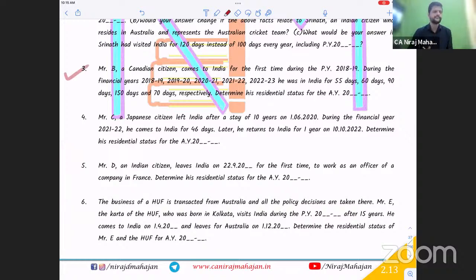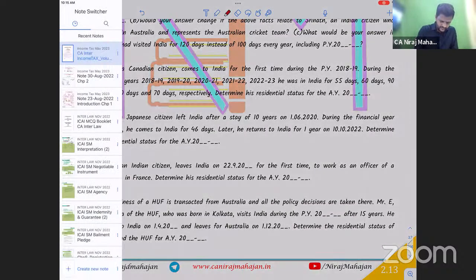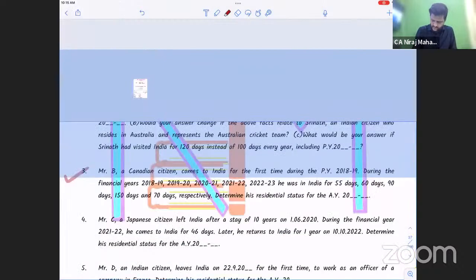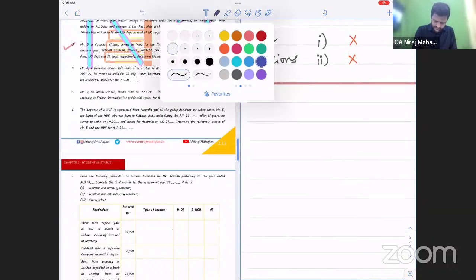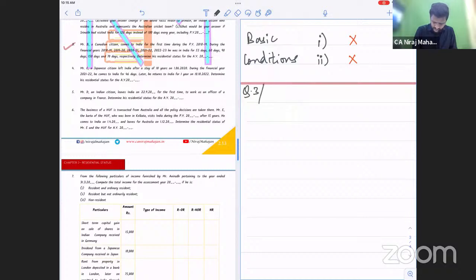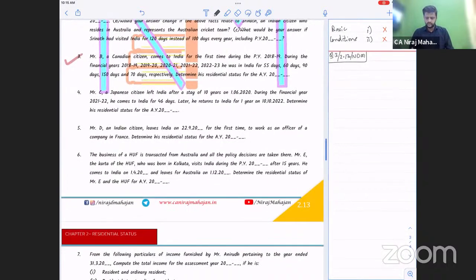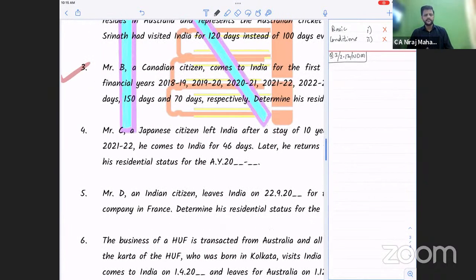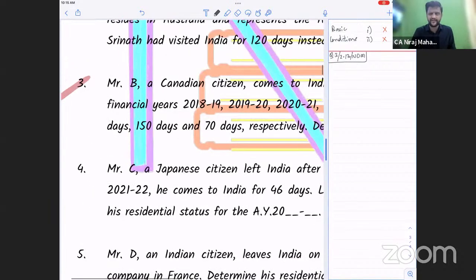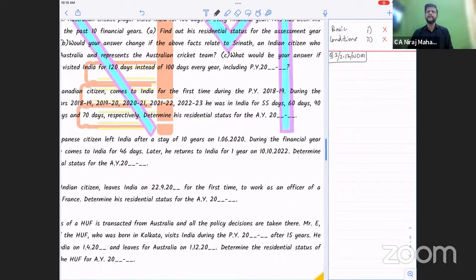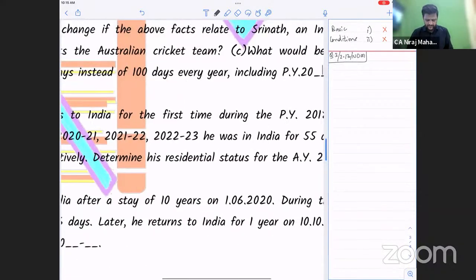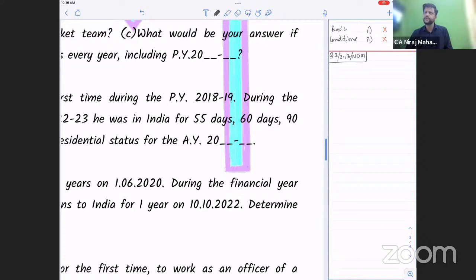Question number 3, page 2.13. Ready? Mr. B, a Canadian citizen. Does that matter? No. He comes to India for the first time. That means before that, was he ever in India? No. He comes to India for the first time in the year 1890. All right, no issues till here.